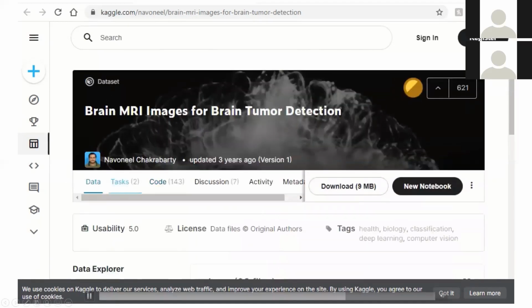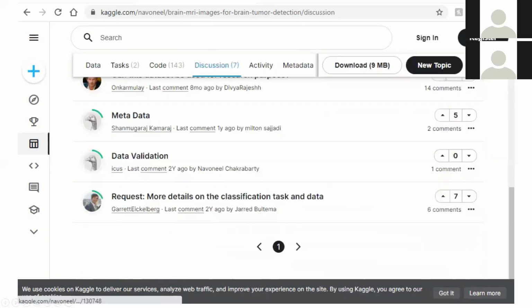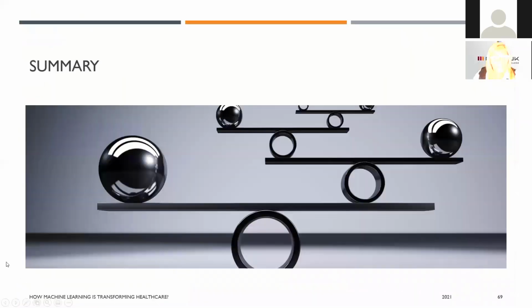So this was the last topic for today. We have reached the end of the presentation. So we talked about machine learning and deep learning, discussed computer vision, preprocessing and applications, explored how machine learning is transforming healthcare by looking at some use cases, and finally looked at some resources available for developers.